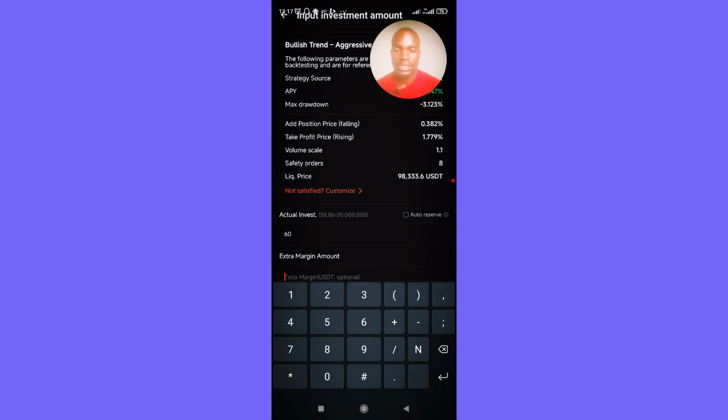So let's assume I had like $80. Now I want to use $60 as the one that will be traded, and then the $20 as my extra margin for reducing my liquidation price. So I'll put $20 as the extra margin, and now from the $20 you can see my liquidation price will be reduced from 98k to 94.1k. So if at all I had extra amount of USDT, then I can now turn off that auto reserve so that all the $60 will be used as investment to open my positions.